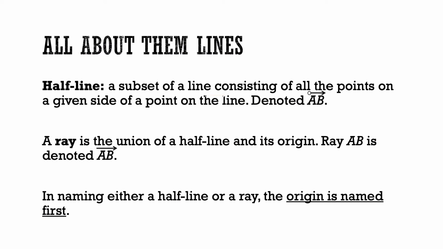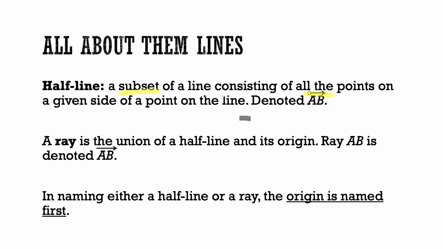So let's get started with the basic lines, okay? The first one that we're looking at is a half line. So whenever you see this word subset, I want you to think of part of, okay? Whenever you see subset, that means a part of. So a half line is a part of a line consisting of all of the points on a given side of a point of a line. So I know that looks kind of crazy, and it's denoted AB. And if you notice this line right on top right here, it has that open circle because it does not include the point A, and it is pointing toward the direction of B.